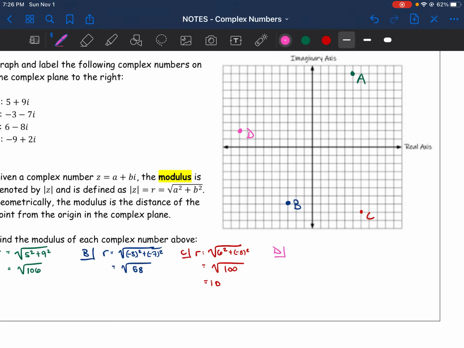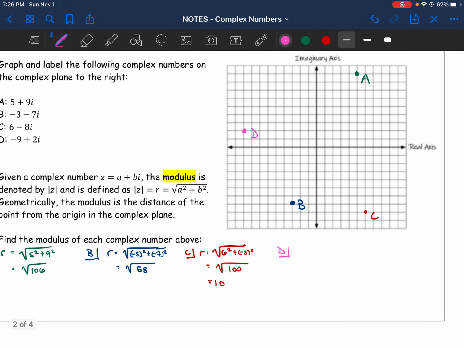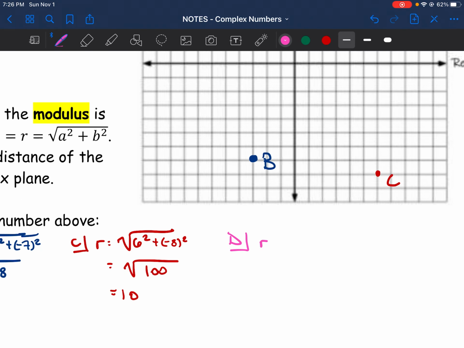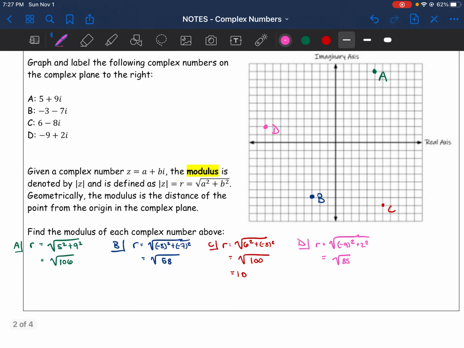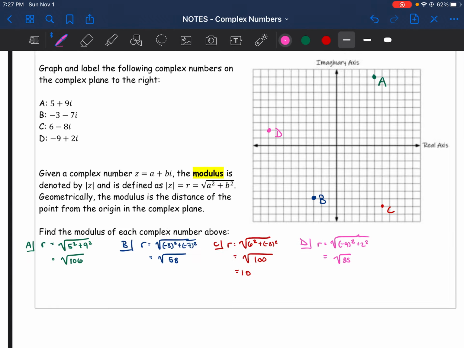And then lastly, let's look at point D. Point D was negative 9 plus 2i. So the modulus R is going to be the square root of negative 9 squared plus 2 squared. Negative 9 squared is going to be 81. 2 squared is 4. That's going to give us the square root of 85. That should not simplify any further because 85 is 17 times 5. 17 is prime, so we should be good there. So again, each one of these represents a distance from the origin on the complex plane to that point.